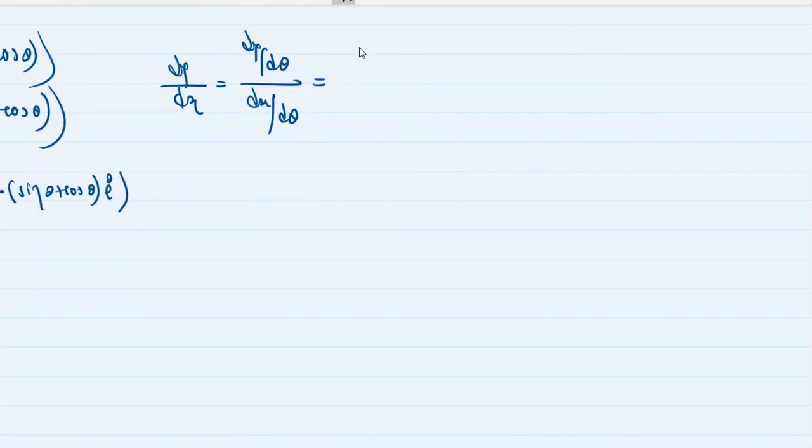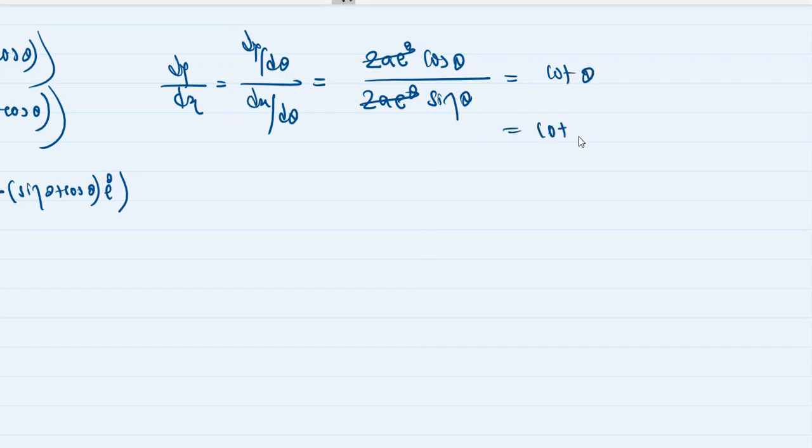Okay, so dy by d theta is 2a e raised to theta cos theta. I'm sorry, there is no bracket here. Upon 2a e raised to theta sine theta. So we get cot theta here, and we had to find the value of cot theta at theta equal to pi by 4, which is nothing but 1. So the final answer is 1.